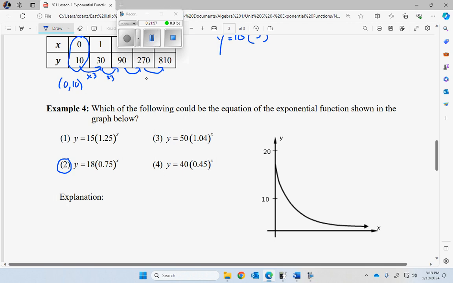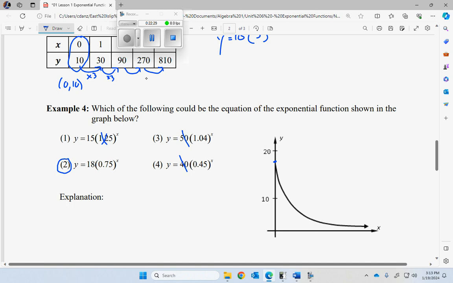So let's talk about it. The first thing I look at is the y-intercept. It's right about here. But notice how the scale is not perfect. But I do see that the y-intercept is less than 20. So it can't be choice 4 or choice 3. So maybe it's a 15. Maybe it's an 18. But isn't it decaying? Isn't it going downward? So this 1.25 can't be true. So it has to be choice 2.